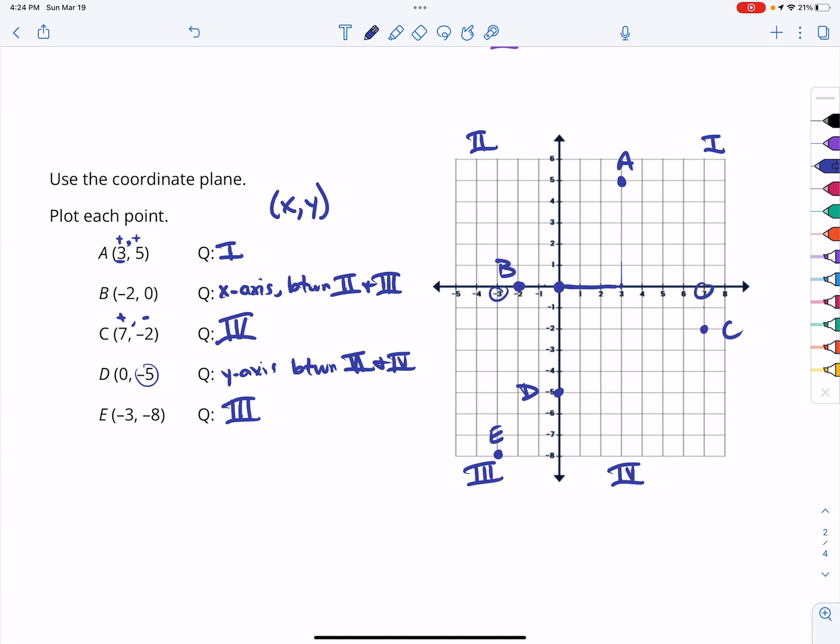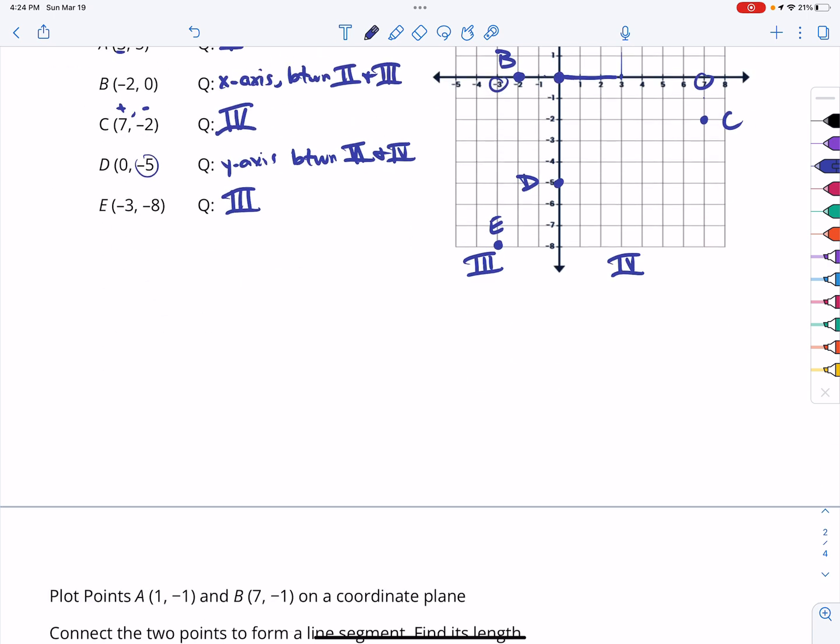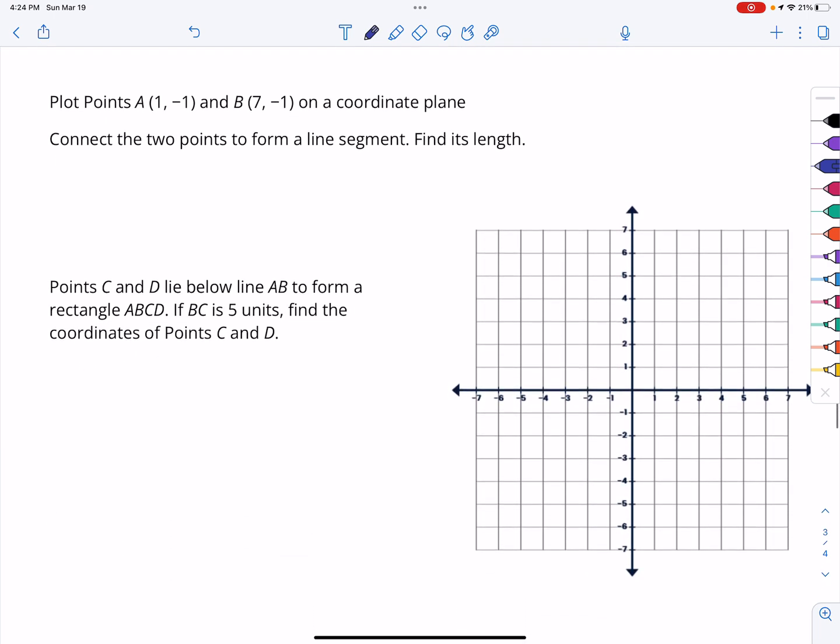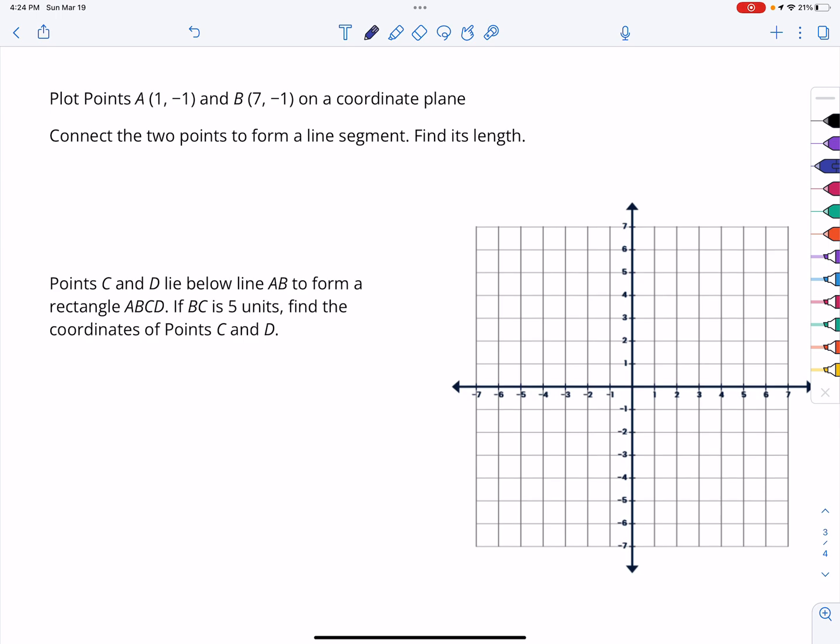So that's plotting points and identifying the quadrants, and now we move into finding the length of a line segment. The first thing this asks us to do is plot point A at (1, -1), so I'm going to go to the right on the x-axis 1 unit, and then down from there 1. And so that is point A.